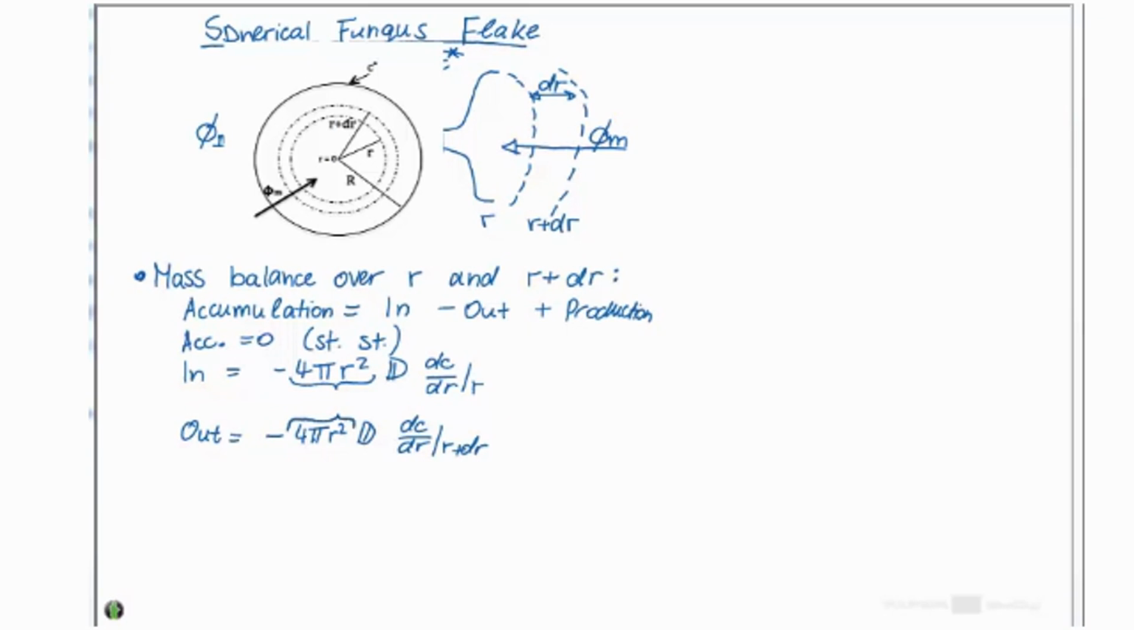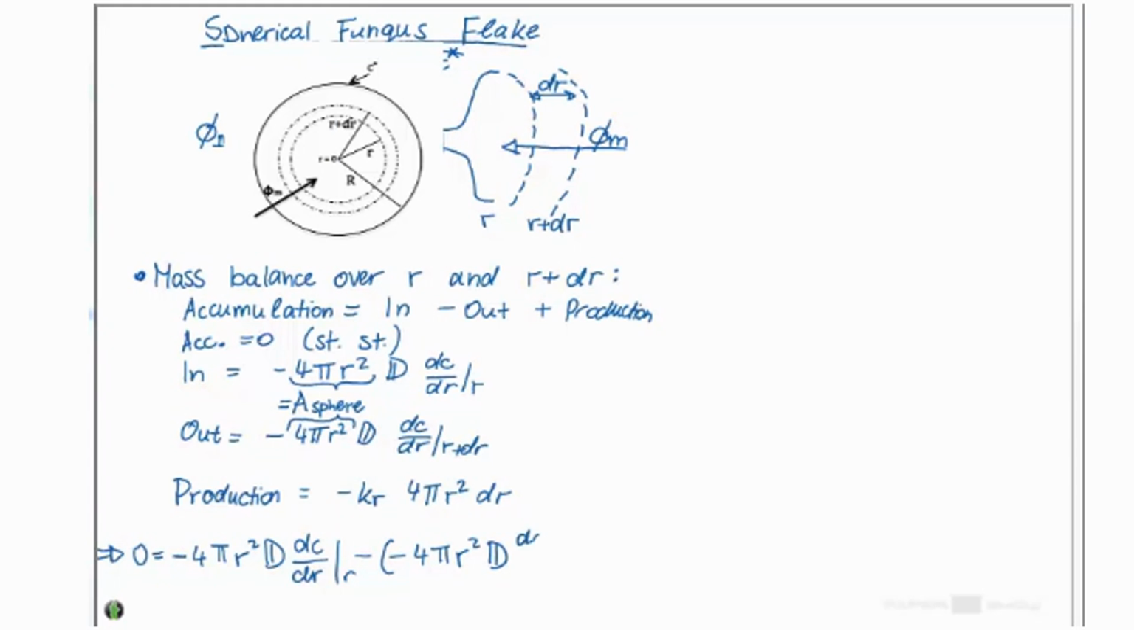Here I used immediately, instead of the area, 4 pi times r squared, which is the area of a sphere. The production term will be negative as the oxygen is consumed throughout the reaction. It is a 0th order reaction, so it will be the reaction constant Kr multiplied by the area multiplied by dr. So to sum it all up, 0 is the input term minus the output term plus the reaction term. So this is your mass balance.